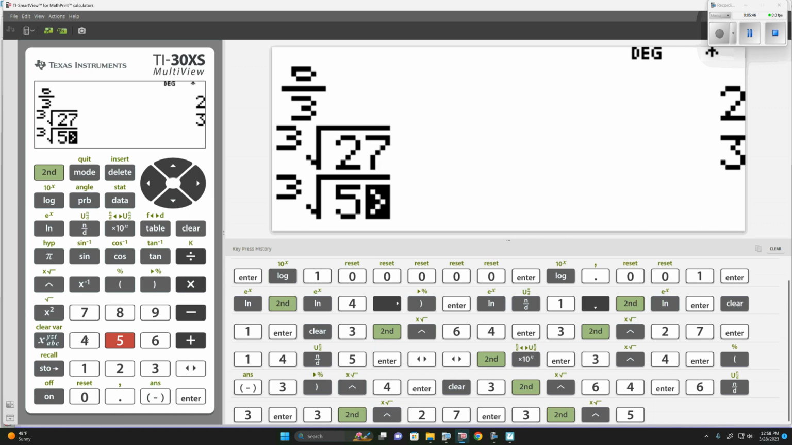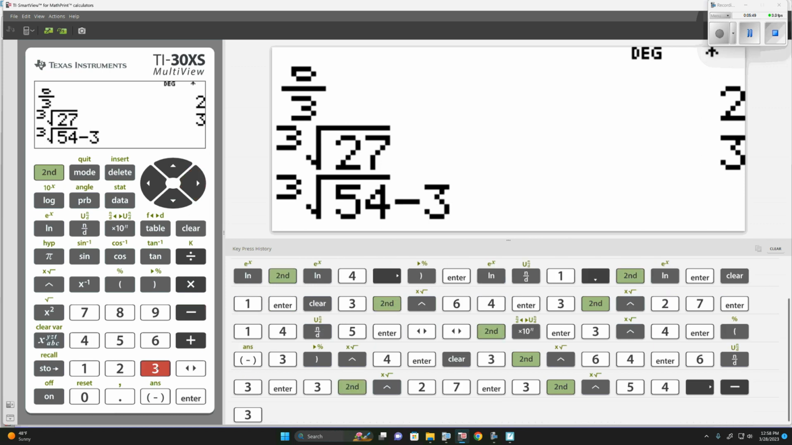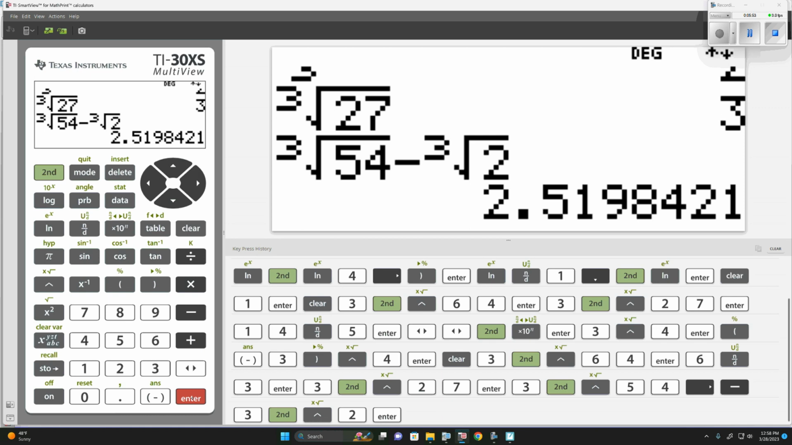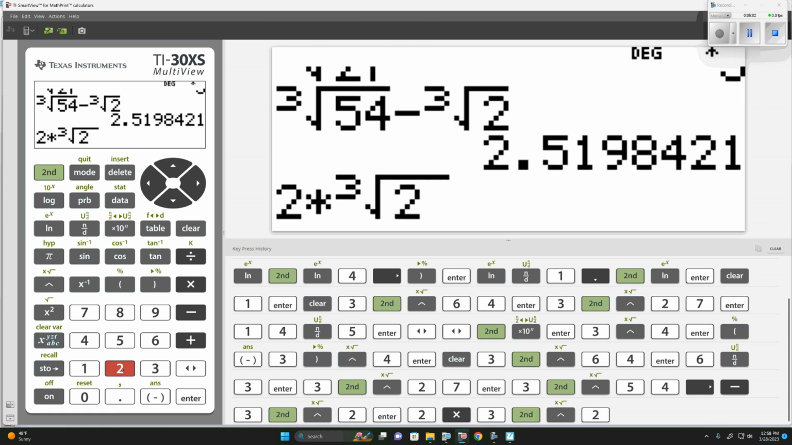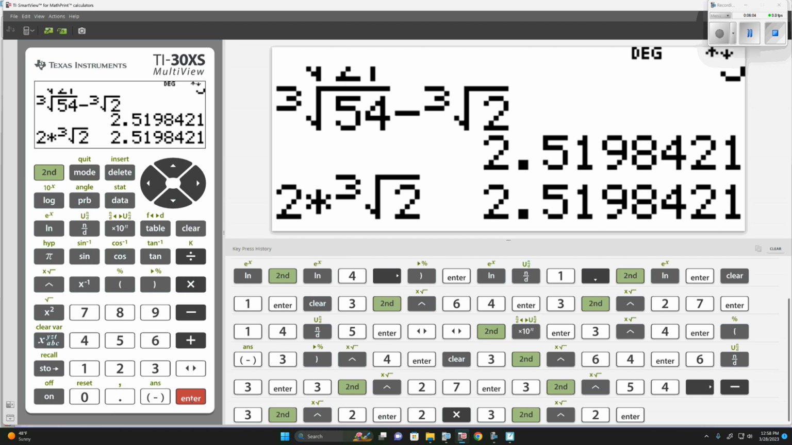Cubed root of 54 minus the cubed root of 2 is... now if we did 2 times the cubed root of 2, we do get the exact same number. So we can't plug them in and get it in simplest radical form, but we can check it with the decimal to make sure they are the same.